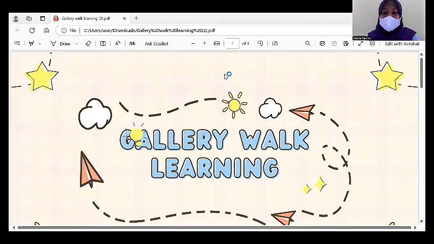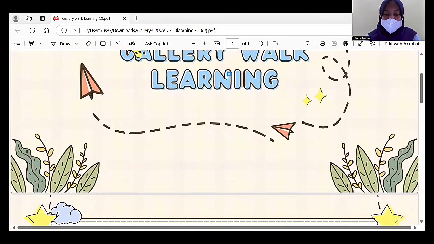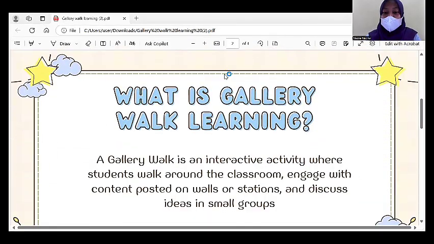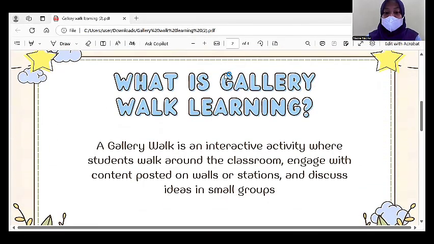Today we're going to talk about gallery walk learning. So what is gallery walk learning? Gallery walk learning is an interactive activity where students walk around the classroom, engage with content posted on walls or stations, and discuss ideas in small groups. With this learning method, I will divide you into 4 groups or maybe more than 4 groups, and then all you need to do is present your project to your friends. Do you understand?